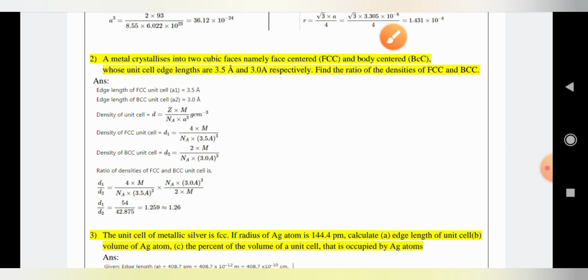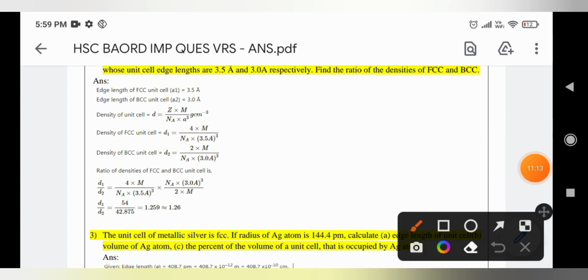Same numerical. A metal crystallizes in two cubic forms, namely FCC and BCC, whose edge lengths are 3.5 angstrom and 3 angstrom respectively. Find the ratio of densities of face centered cubic and body centered cubic structures. So we have to find out the ratio of face centered and body centered. Initially, edge lengths are given, 3.5 and 3 angstrom. So there are two densities D1 and D2. So D1 is the density for FCC crystal.